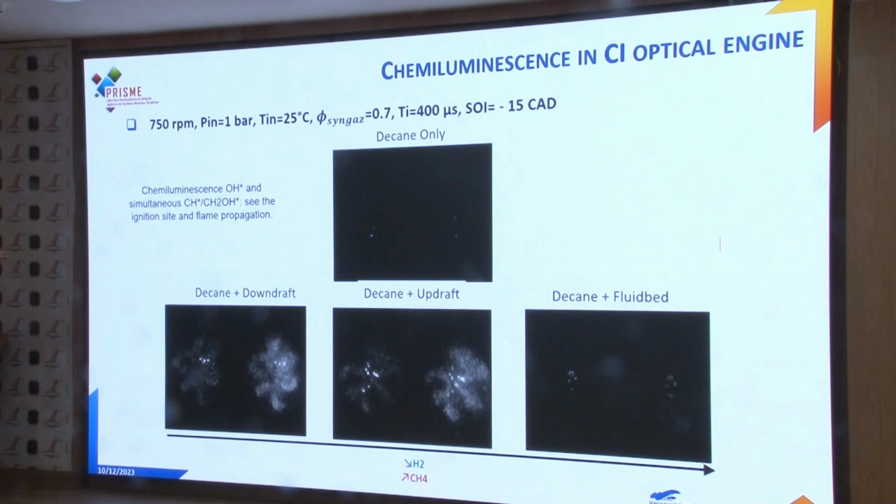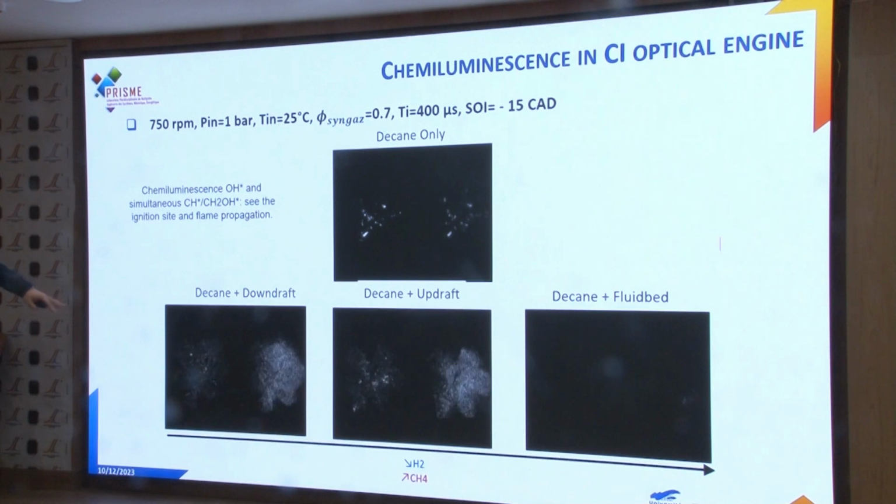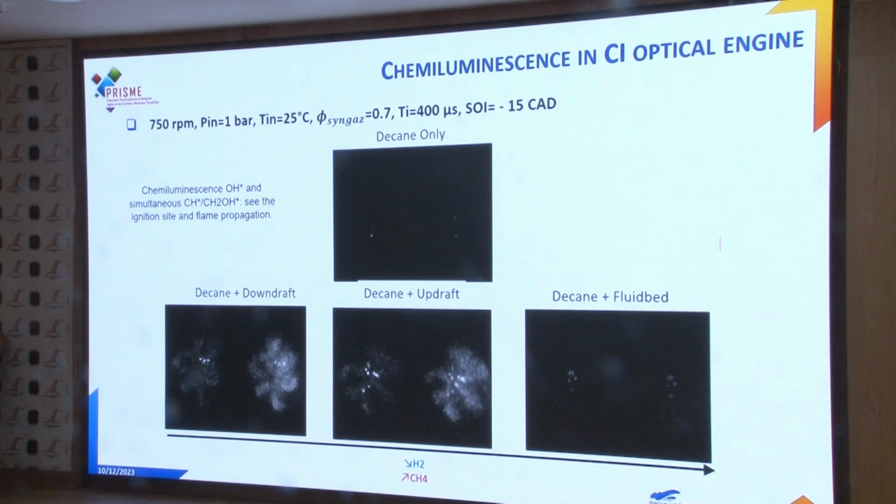And we can also see the change in the intensity of the flame due to the composition, and this can be going according to the hydrogen content and the methane content. So the downdraft composition has the highest hydrogen rate, and the decane flame is the lower.